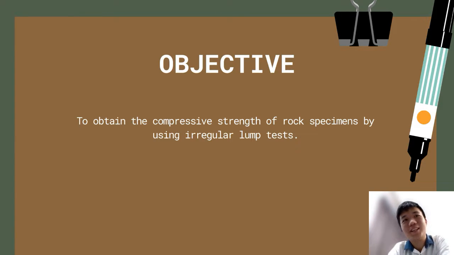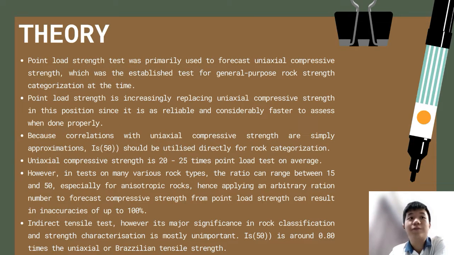I'm Chu Zingying, and now I'm going to present the objective of the G4-3 experiment, which is to obtain the compressive strength of rock specimens using irregular lump tests. Next, the theory: the point load strength test is used to forecast the uniaxial compressive strength, and it is increasingly replacing the uniaxial compressive strength test as it is reliable and faster.